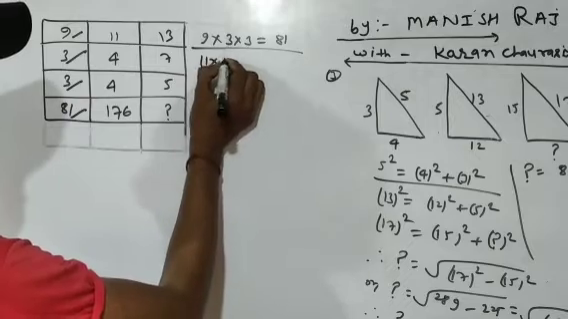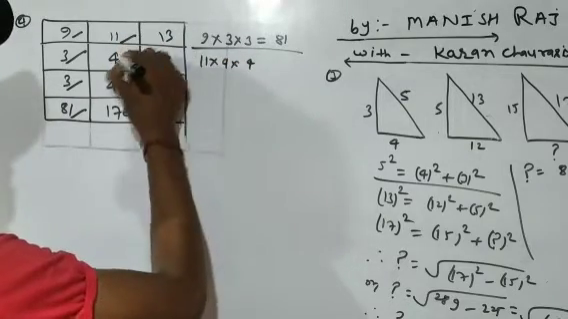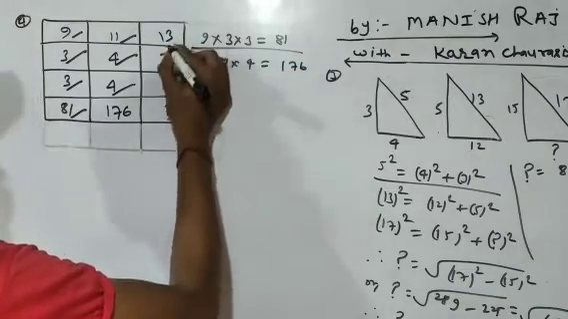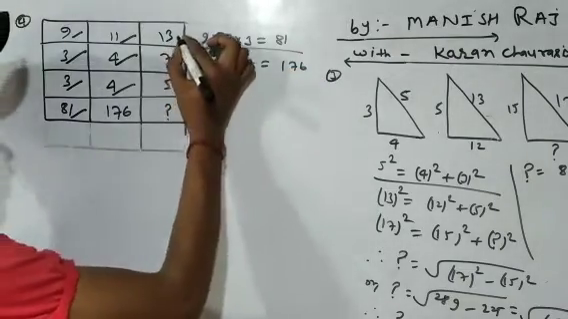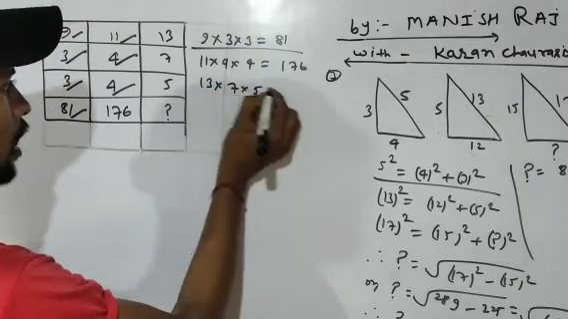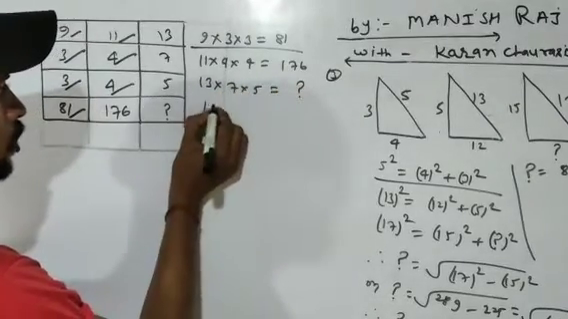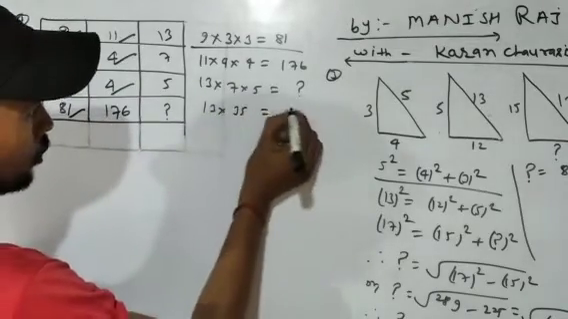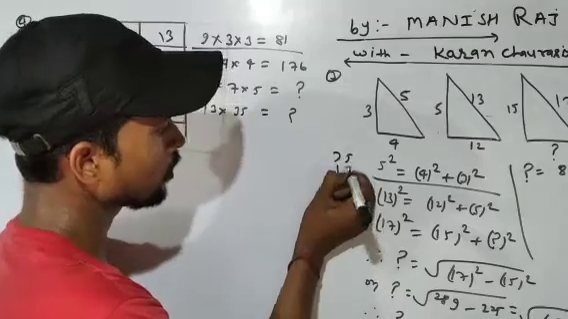Then 11 multiply 4 multiply 4, then we get 126. Then we can of course apply the same process to the third column. 13 multiply 7 multiply 5 equal to what? 13 multiply 35 equal to what? Equal to what?